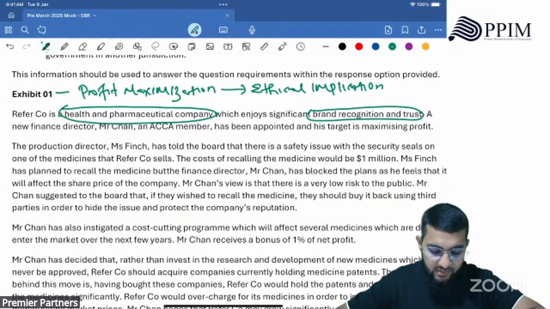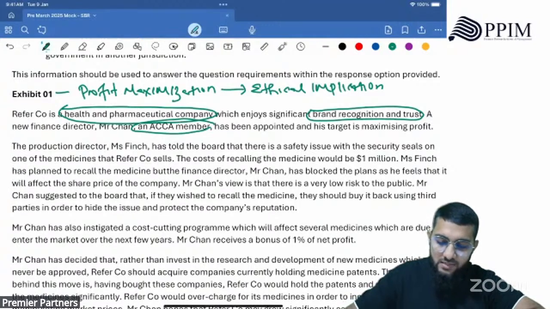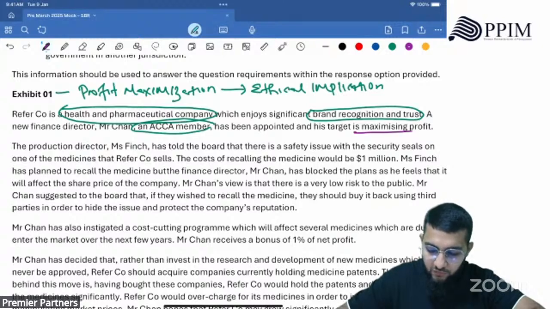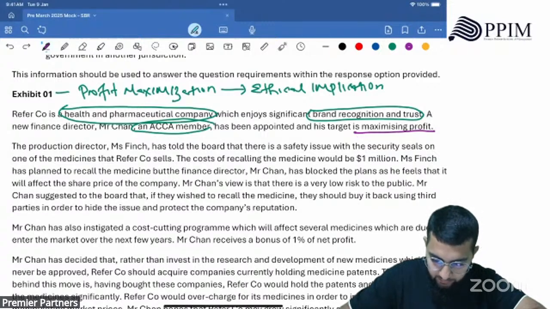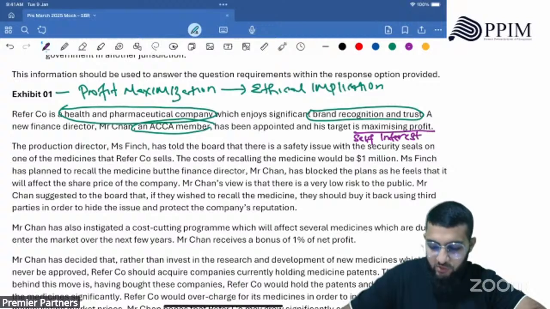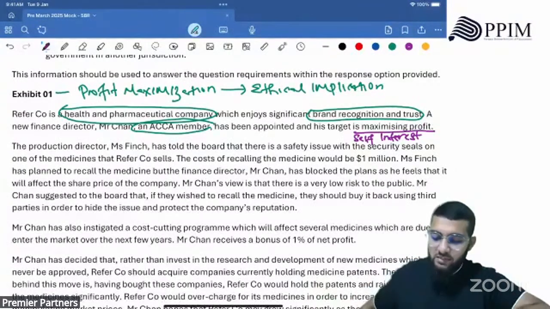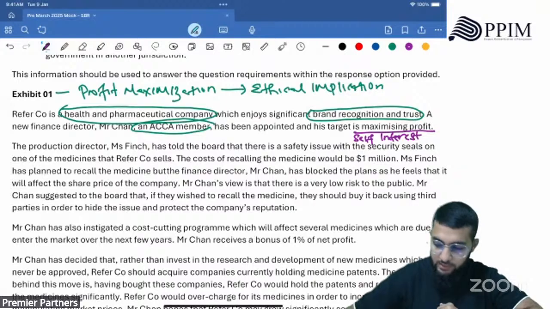A new finance director, Mr. Chan, an ACCA member, an accountant, has been appointed, and his target is maximization of profit. First problem. Or rather than problem, threat. What's the threat here? Self-interest threat. We look at the first self-interest threat. What is self-interest? Maximizing profit is his target. We'll see how there will be something that he would be getting also to achieve the target. Let's see what that is as we read.